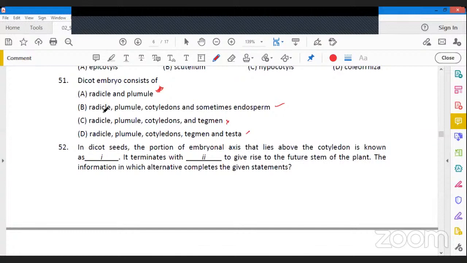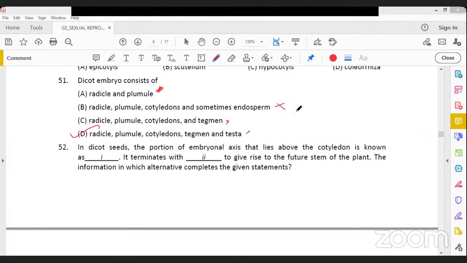See, here they have given radicle, plumule, cotyledons, the same here, and sometimes endosperm. But testa and tegmen are found always. So we can go with option D, that is, seed coat is found always in a dicot seed.